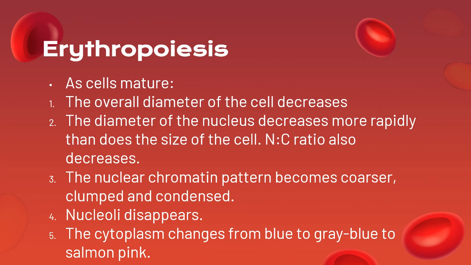So, the nuclear chromatin pattern becomes coarser, clumped, and condensed, and then the nucleoli disappears, okay, and then the cytoplasm changes from blue to gray to salmon pink. Okay?